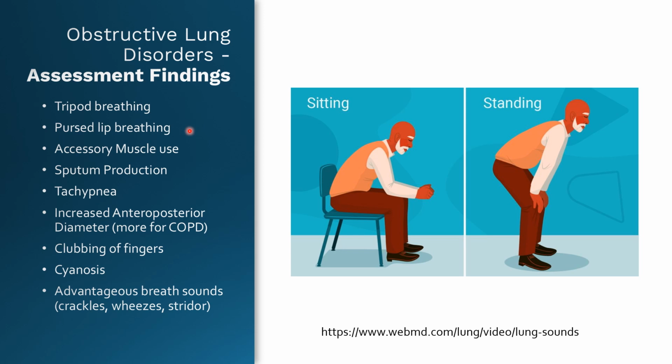They do pursed lip breathing. They typically use their accessory muscles to help breathe or to get that airway open. They typically have an extreme or excess amount of sputum production. They can be tachypnic, so have an increased breathing rate. They can have an increased anterior-posterior diameter.